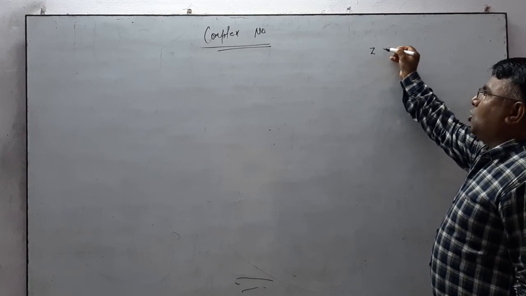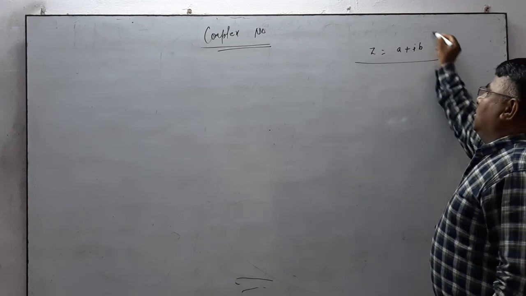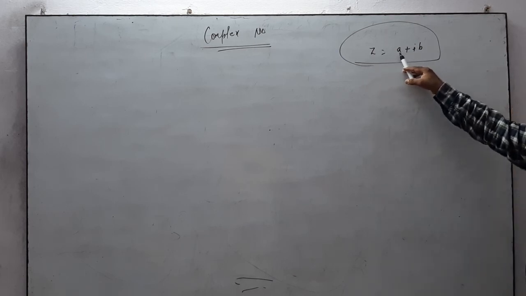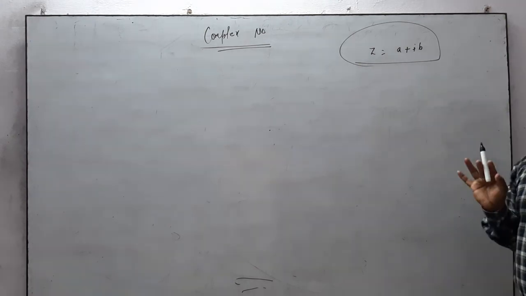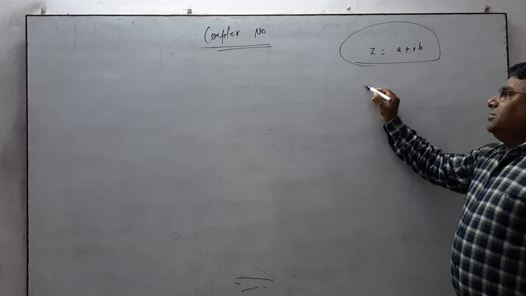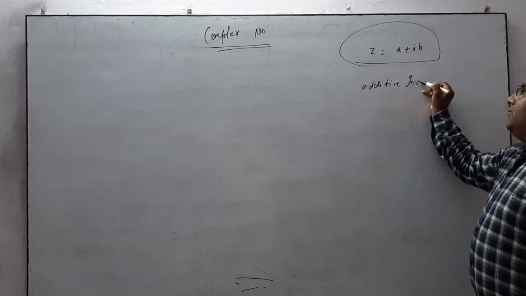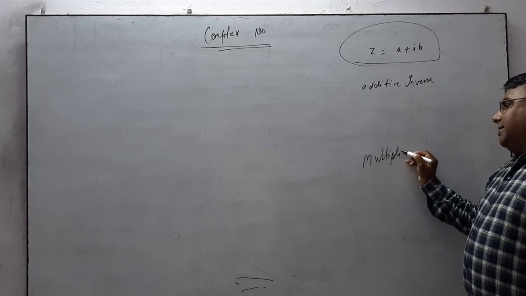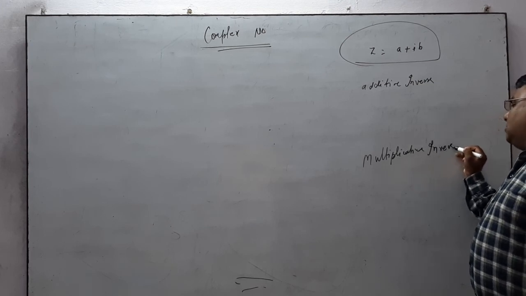Now look here, students. This is the complex number z equals a plus iota b. We have already discussed in this class that a complex number is the formation of a real part and an imaginary part. A plus iota b, this is the complex form, right? Where a is the real part, b is the imaginary part. What is the additive inverse, and second, what is the multiplicative inverse?